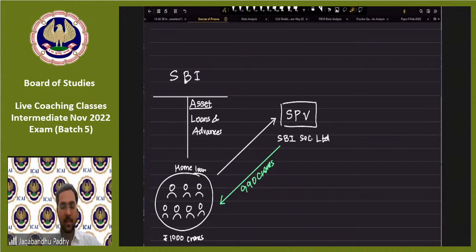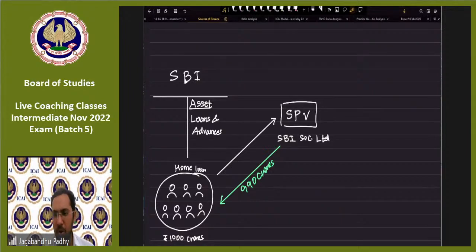SPV is a special purpose vehicle. There are many special purpose vehicles, okay? It's not a typical single company. So my question is, from where will this SPV get the money? How will SPV have 990 crores? Will it print the money and give it to SBI? How is SPV going to get this money? Can anyone tell me how SPV is going to get this 990 crores? What are the sources?